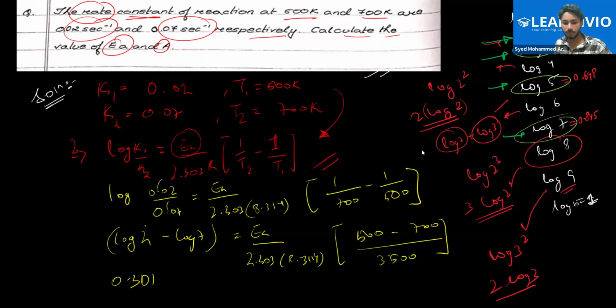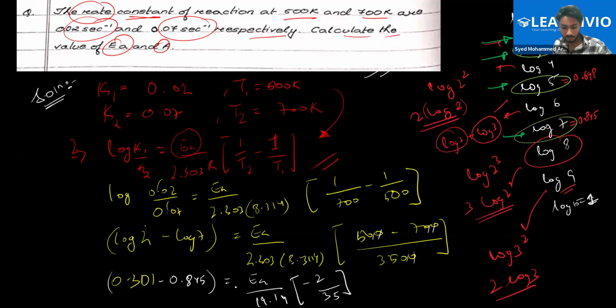Now the value of log 7 would be 0.845, and EA you have to calculate. If I multiply 2.303 with 8.314, I'll get 19.14. Now the zeros are going to be cancelled out with each other. This one would be -2 divided by 35. If you calculate this, that would be 0.301 minus 0.845, so you'll get minus 0.544.